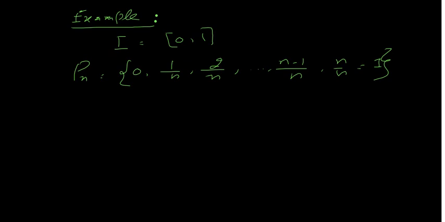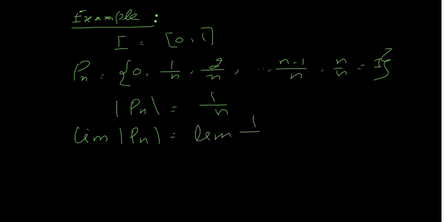So this is the partition Pn. The length of each subinterval is the same. So the mesh of Pn, which is the length of each subinterval, is 1/n minus 0, or 2/n minus 1/n, which is always equal to 1/n. And you can easily verify that the limit of the mesh of Pn, which is the limit of 1/n, is equal to 0. The limit is with respect to n, obviously, approaching infinity.